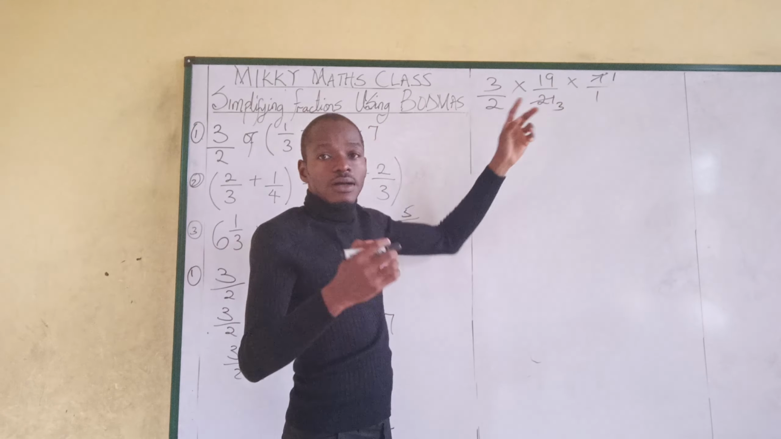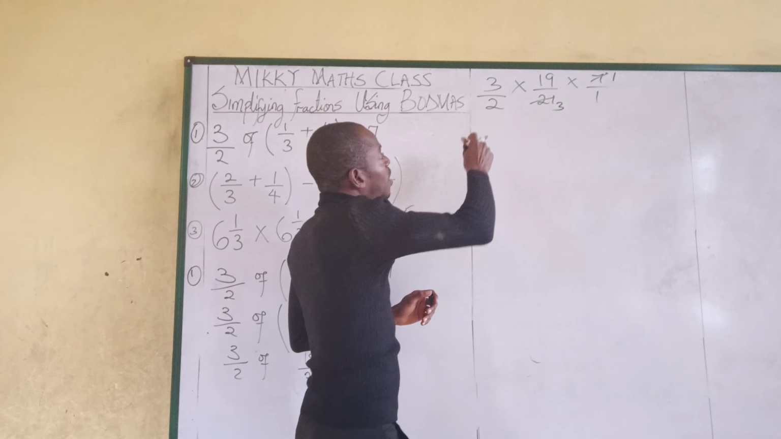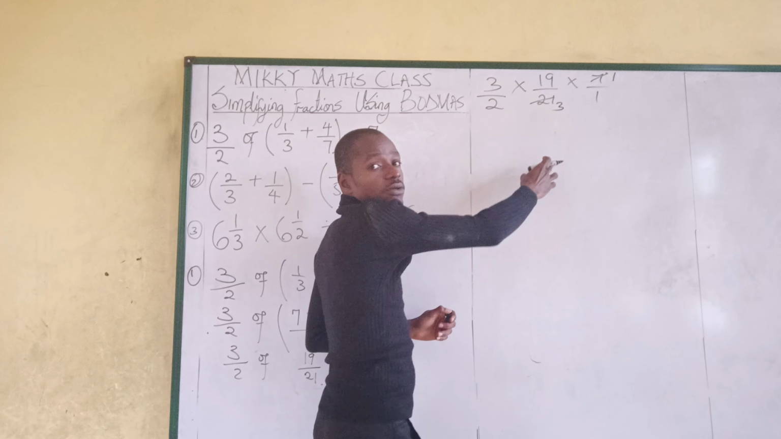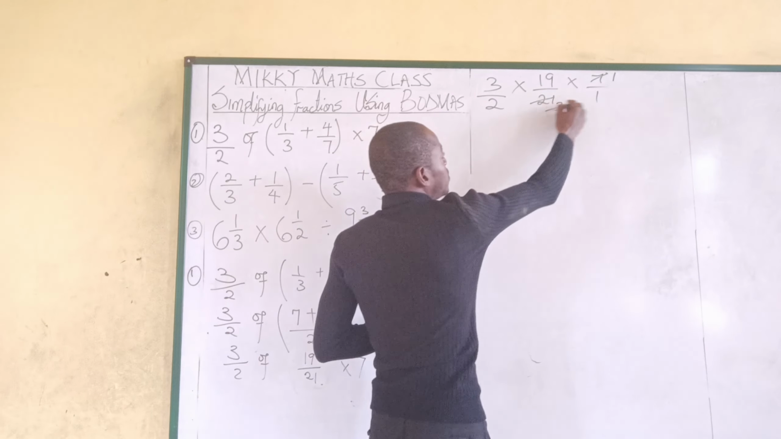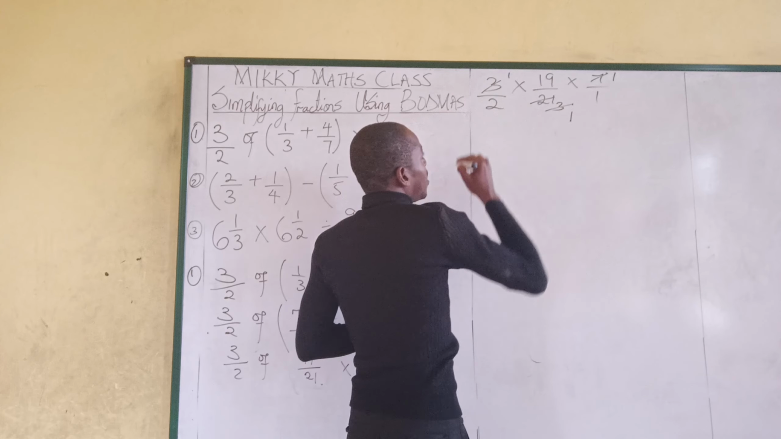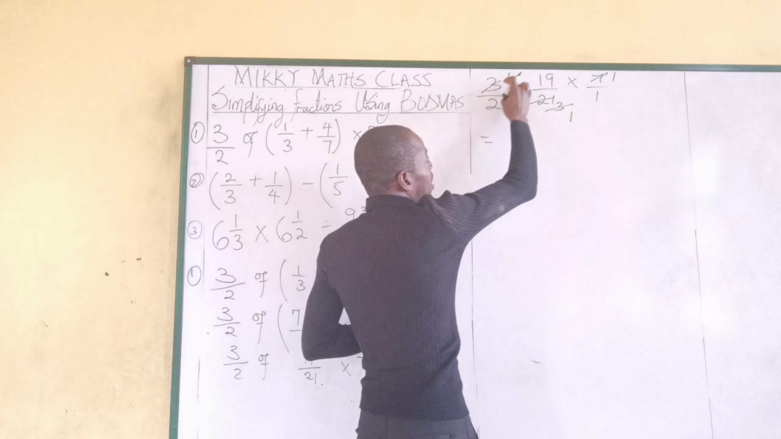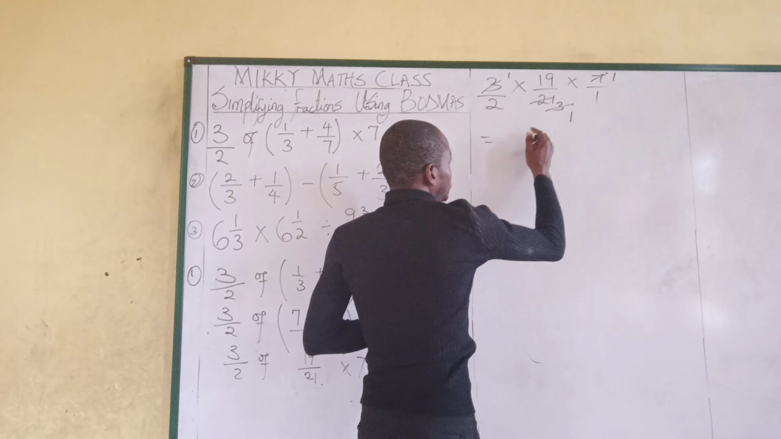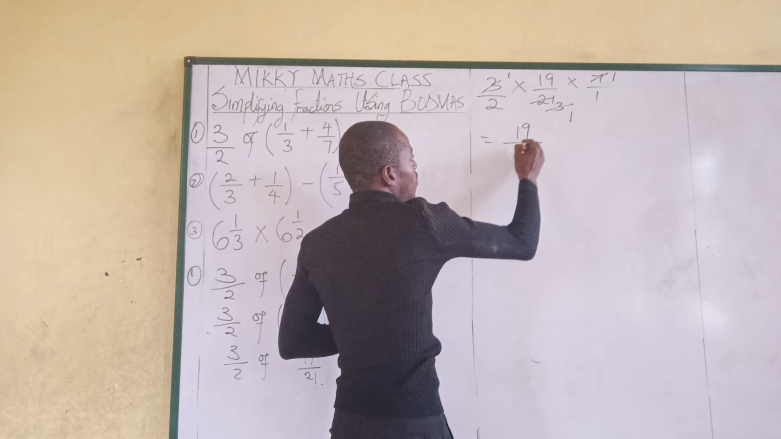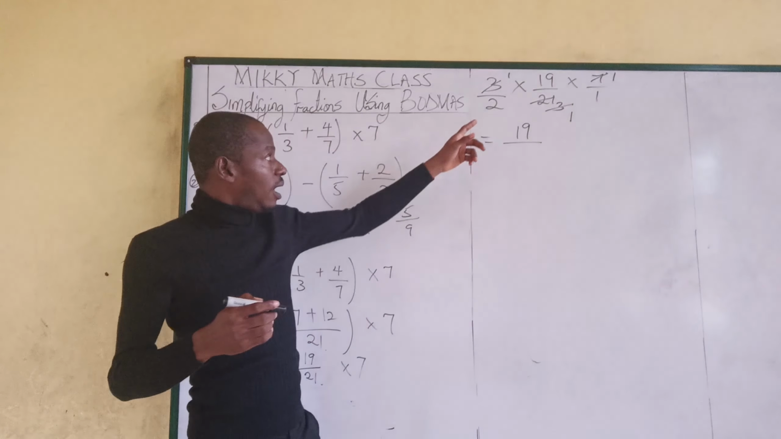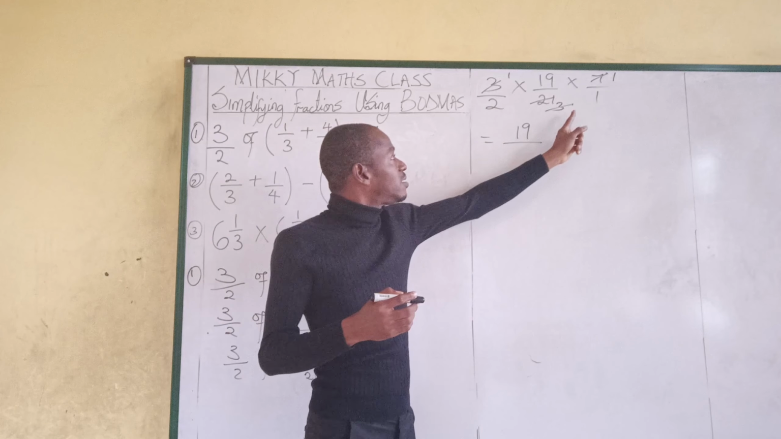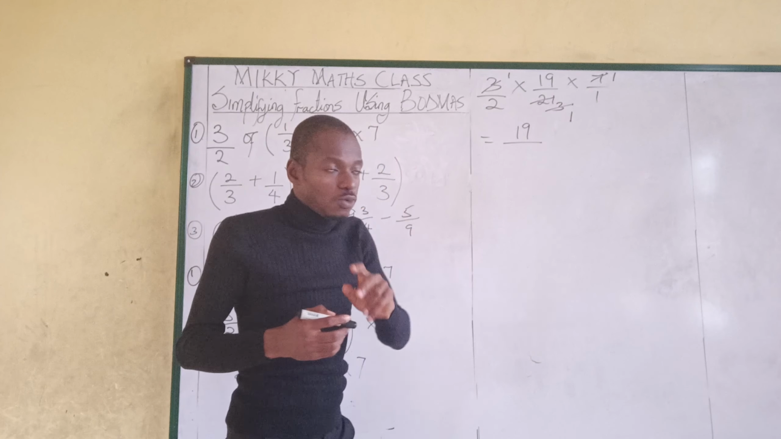7 here, 1. 7 in 7, 1. 7 in 21, 3. Now, I have 3 up, I have 3 down. So they cancel out each other. So 3 here, 1. 3 here, 1. So I'm left with 1 times 19 times 1. That's 19 over... I'm left with 2 times 1 times 1. That's 2.